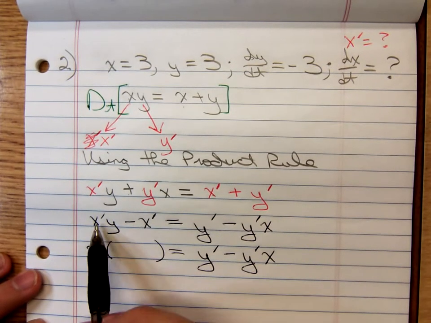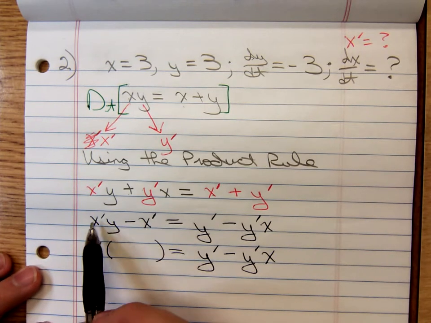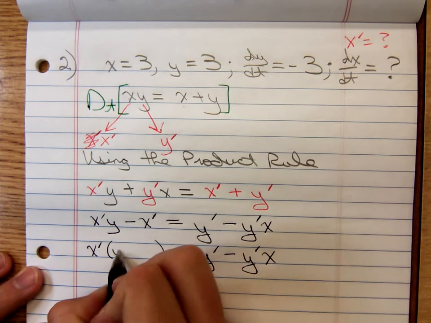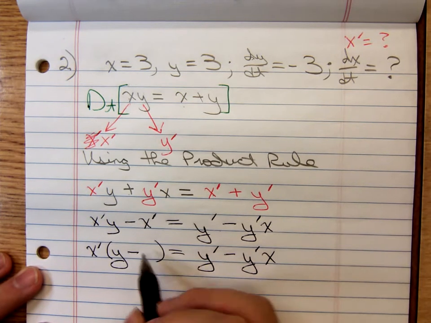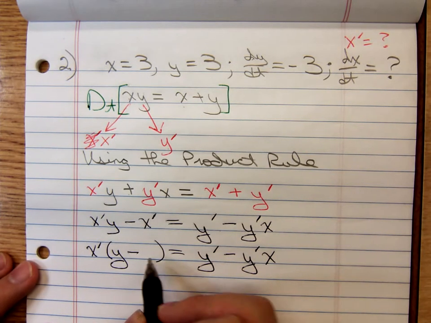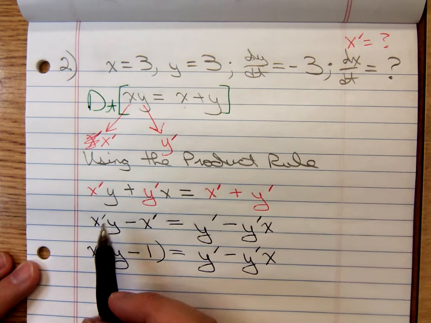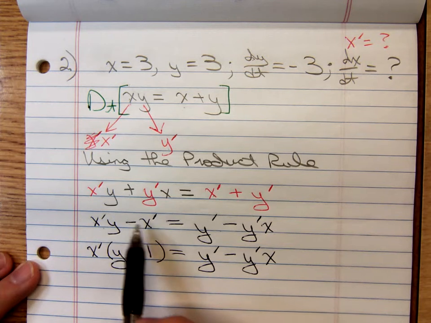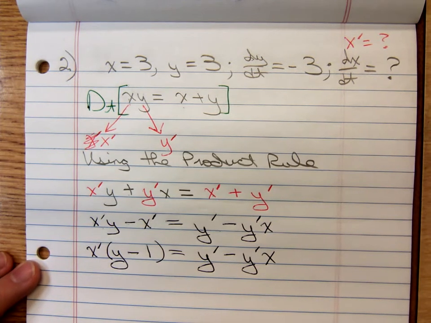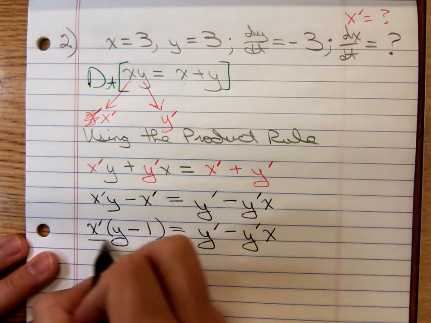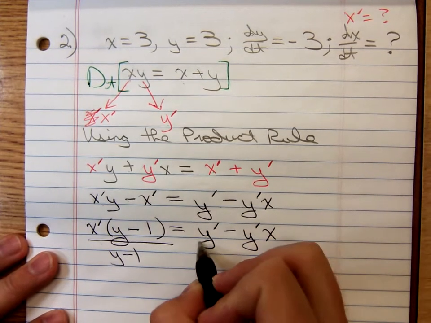So I'm factoring out an x prime from both of the terms on the left, and what am I going to have left here inside these parentheses? I'll have a y minus, yes, I'll have a 1. Remember, x prime times y is x prime y. X prime times that minus 1 gives us minus x prime. I want to get x prime by itself, so I'm going to divide both sides by y minus 1.